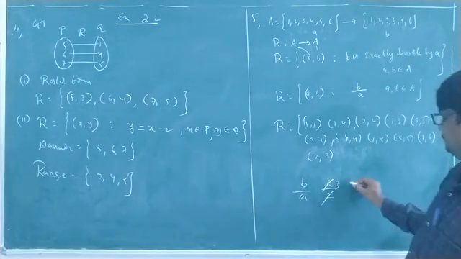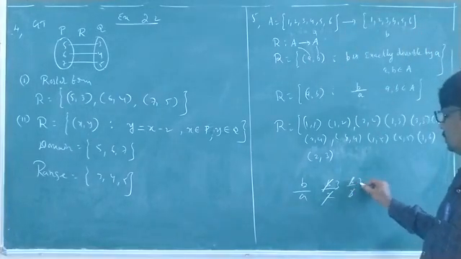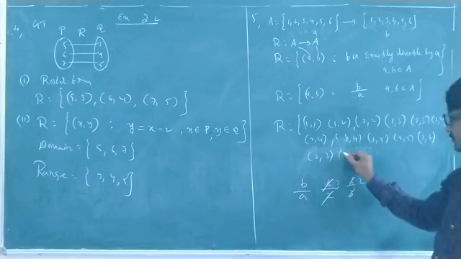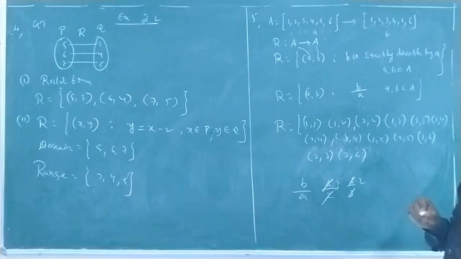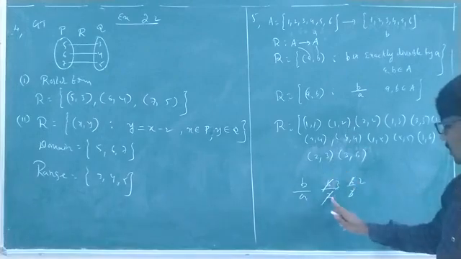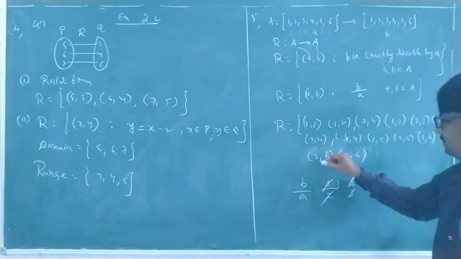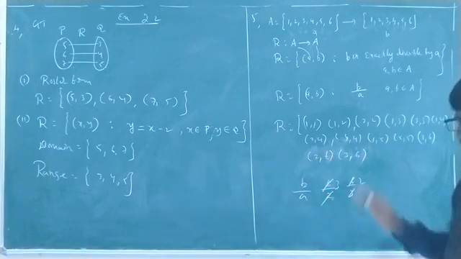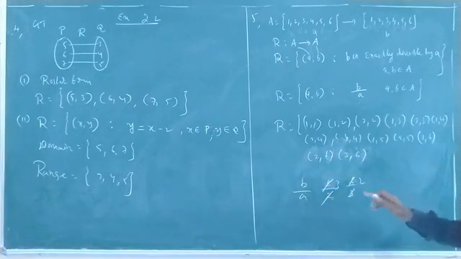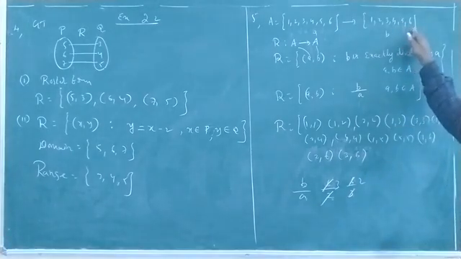Next, 6 by 2 is over. 6 by 3: 3 is cancelled 2 times. Yes. A value 3, B value 6. Sorry, here (2, 6): A value 2, B value 6. Okay. Here A value 3, B value 6. Next, 6 by 3 is over.